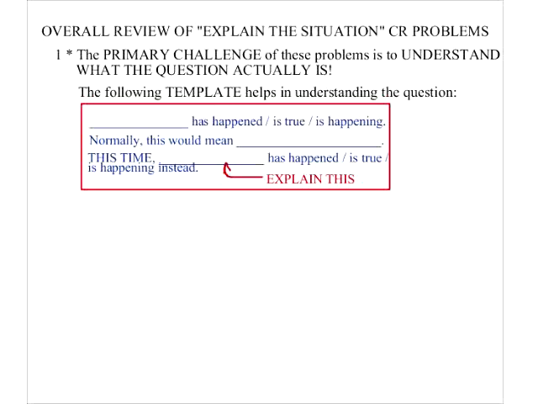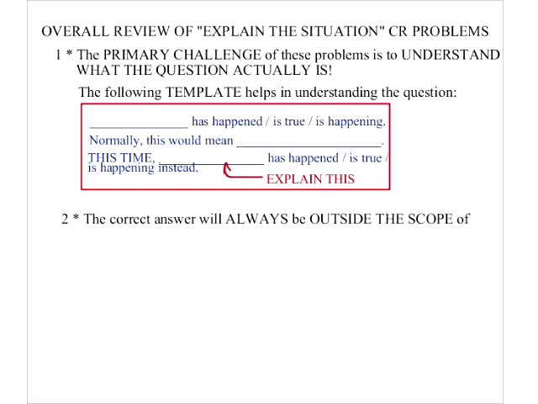So point 2 is that the correct answer will always be outside the scope of the passage in at least some way. It can include some elements that are in the scope of the passage. It does have to be relevant. But it also has to be new. It has to be a new piece of information, always, always. It cannot be something that is currently contained in the passage. So, smiley face if point 2 makes sense, because it's very important.